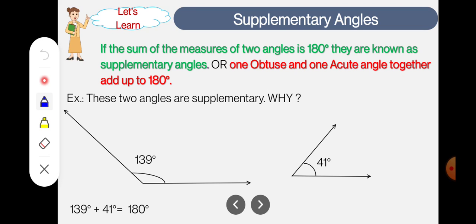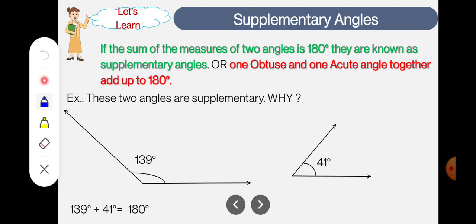But if you ask, ma'am, can I take 25 and 100, that is 125, it is not a supplementary angle. Definitely not. That's why I told you, not in all cases. You need to take angles which sum up to 180 degrees.